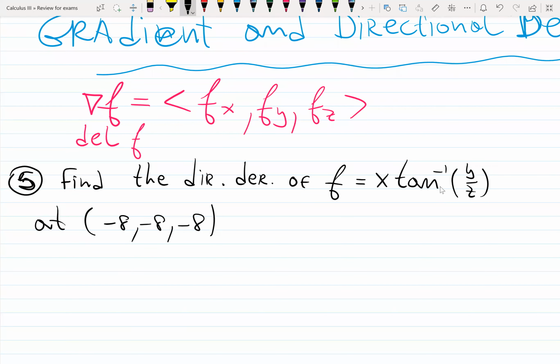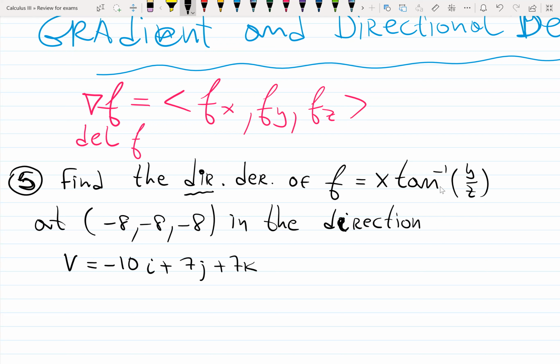But now it's not just a derivative. If I don't give you anything else, that's just a derivative. So what's the difference with the directional derivative? Directional derivative has a direction, it's a vector, in the direction. And we give you a vector. Let's call it v, -10i plus 7j plus 7k. So the answer, well, you'll see actually what will be the answer.